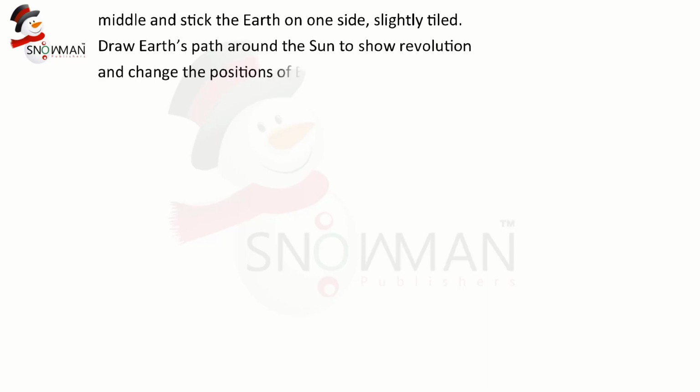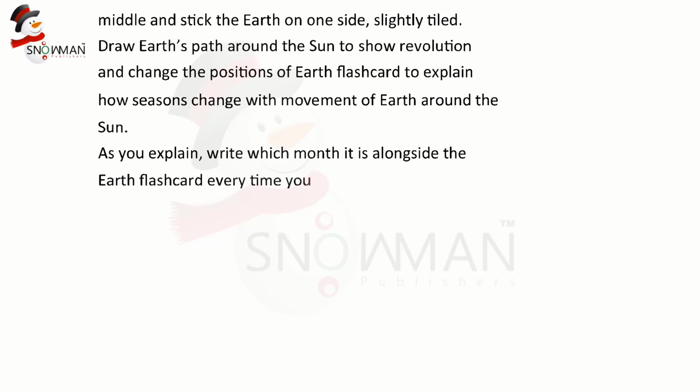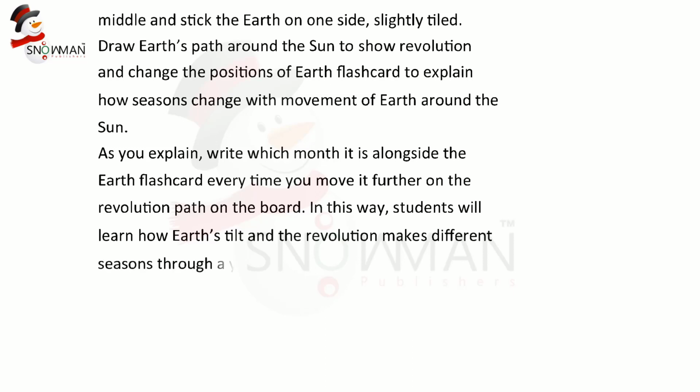Draw Earth's path around the sun to show revolution and change the positions of the Earth flashcard to explain how seasons change with movement of Earth around the sun. As you explain, write which month it is alongside the Earth flashcard every time you move it further on the revolution path on the board. In this way, students will learn how Earth's tilt and the revolution make different seasons through a year.